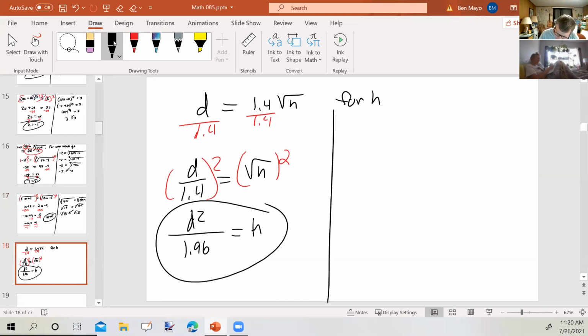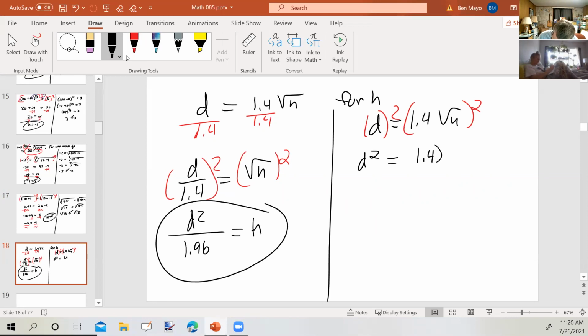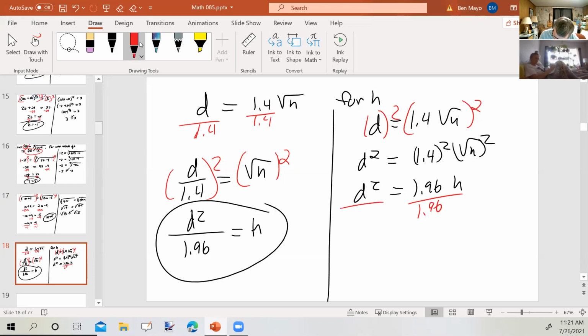Now let's do it a second way. And let's leave the 1.4 multiplied by the square root of h. And now we're going to square both sides. So we get d squared equals. Now we have a product raised to a power. 1.4 is a factor. The square root of h is a factor. So this gives me 1.4 squared, square root of h squared. So d squared equals 1.96. Square root of h squared is h. Okay. Then I'll divide both sides by 1.96. So d squared over 1.96 equals h.